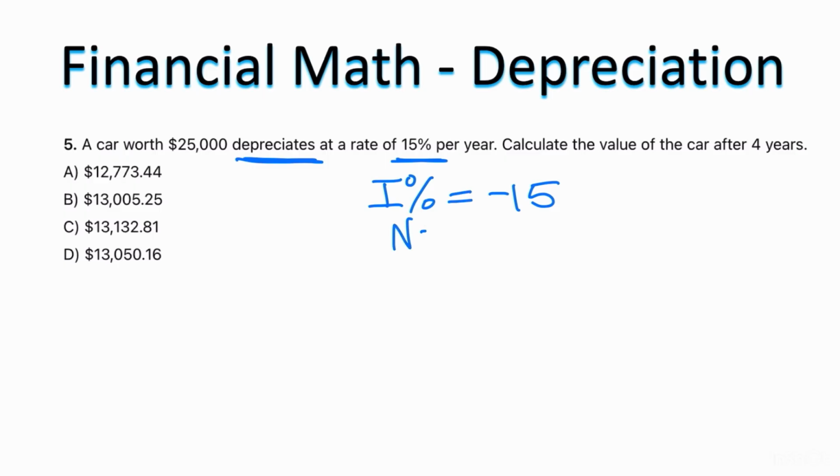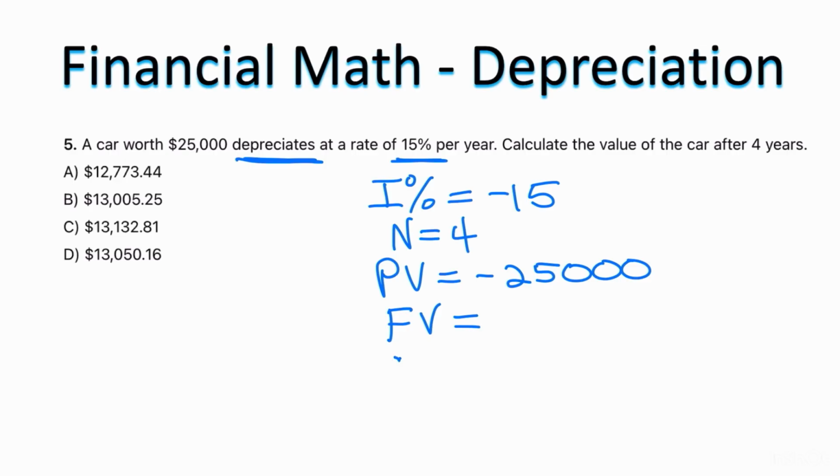So N is going to be 4. Present value is going to be negative 25,000. Future value is what we're looking for. And because this is just depreciation and it's losing 15% per year, C per Y is going to stay as 1. PMT is going to stay 0 by default. P per Y stays 1 by default. And it's going to be end by default. Those are the settings for the app when you first go in.